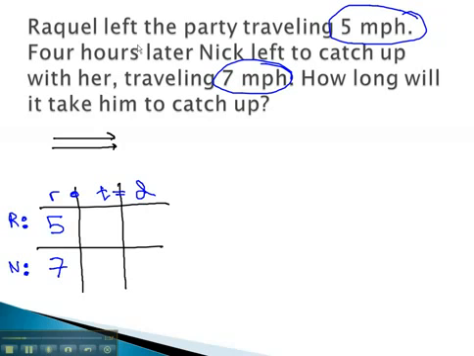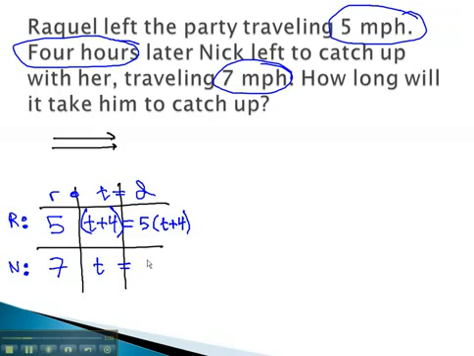Raquel left first, and so she has the head start of 4 hours. We will add 4 to Raquel's time, while Nick's time is simply t. Multiplying together gives us 5 times t plus 4 for Raquel's distance, and 7 times t for Nick's distance. If Raquel's distance is 5 times t plus 4, and Nick's distance is 7t, but they're both the same, we can set those distances equal to each other. 5 times t plus 4 equals 7t.